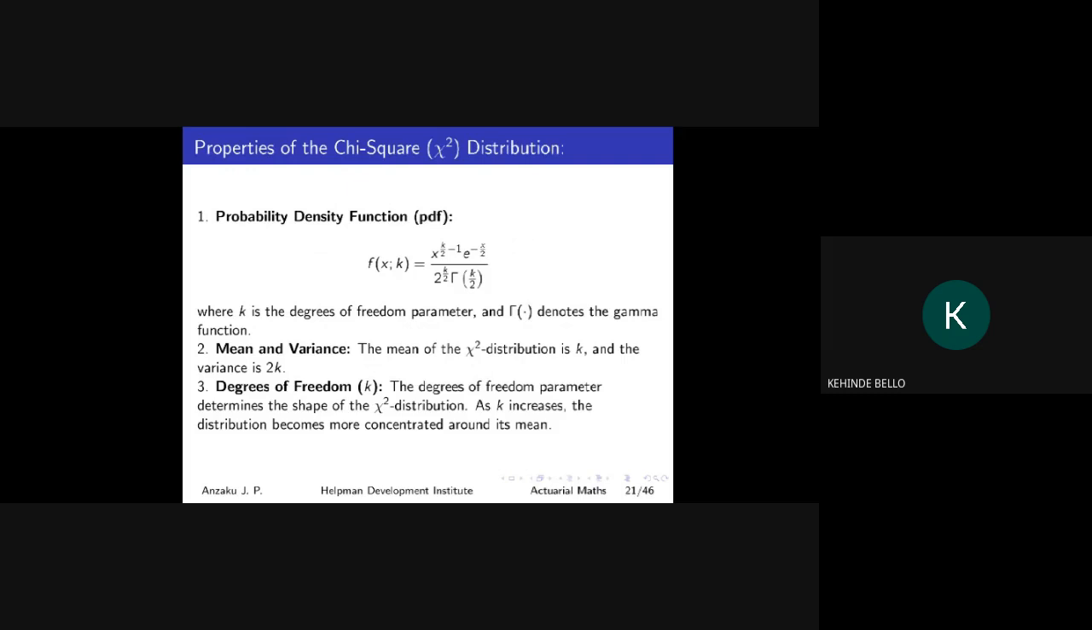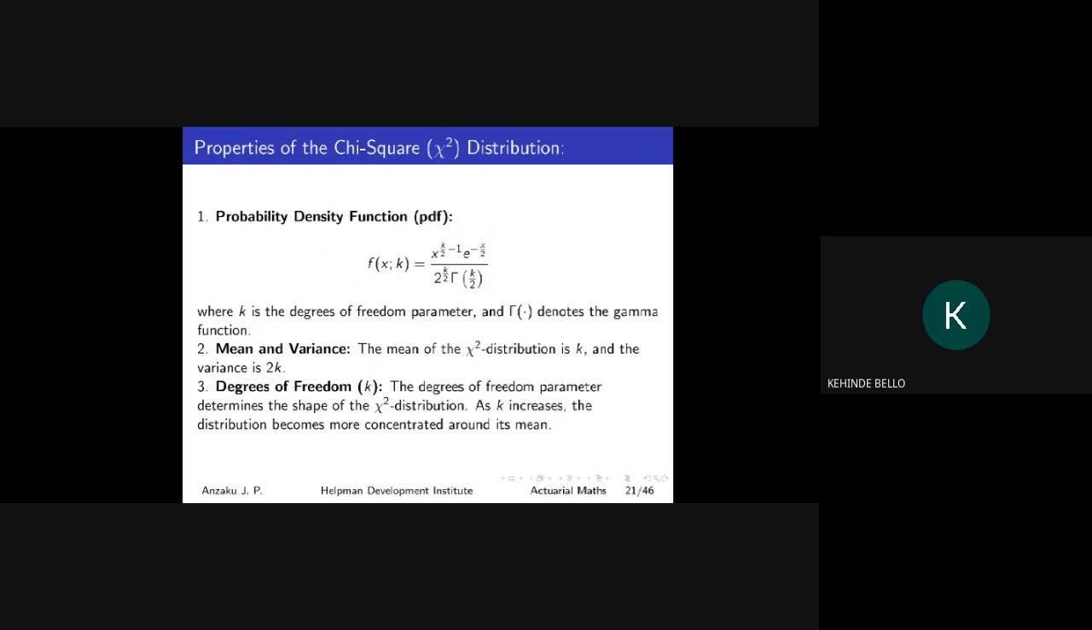So the chi-square distribution now. Properties of the chi-square distribution. The PDF is given by this function here. Most of the functions look very, very ugly. If you agree with me, they are not something that you can start cramming, but something you can understand, what it looks like and what it stands for. So it has k for the chi-square. K is the parameter for degrees of freedom, and the gamma function here denotes the gamma function.